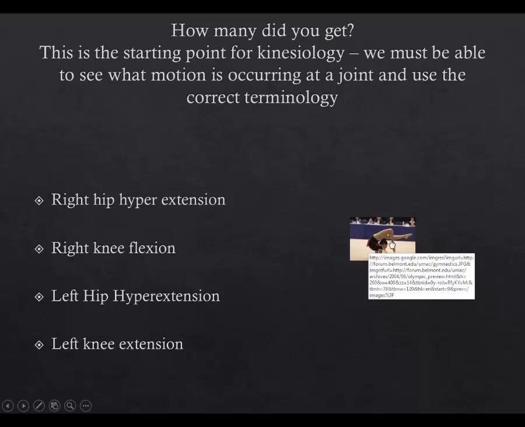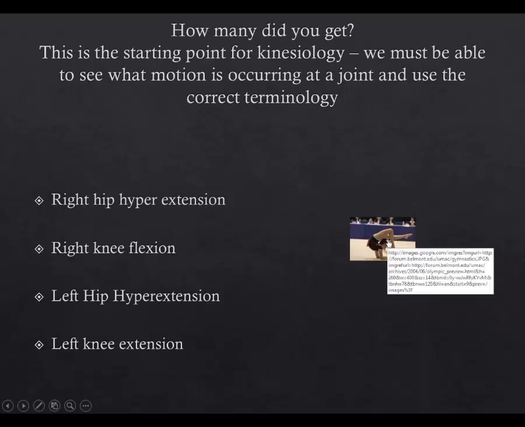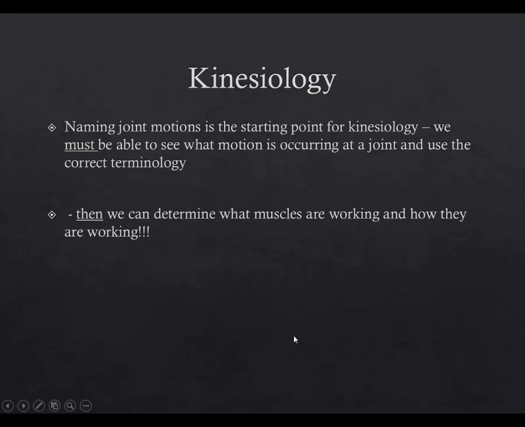And then, of course, on the other side, she is also hyperextending the hip. However, this time, what is she doing at the knee? It's straight. So she's in knee extension. Naming joint motions is the starting point, again, for kinesiology. We have to be able to see what motion is occurring at a joint and use the correct terminology. Then we can determine what muscles are working and how they are working. And that comes later on in the following units as far as what muscles do what action.